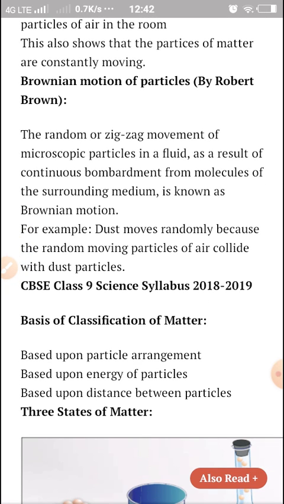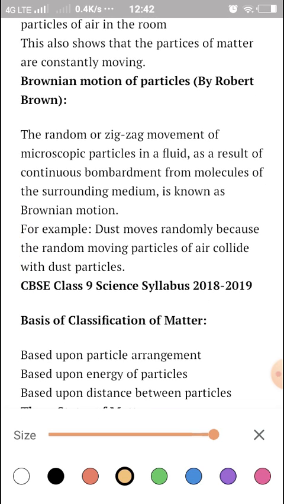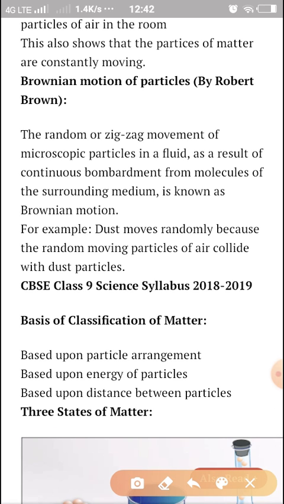Now we have Brownian motion of particles, by Robert Brown. The random or zigzag movement of microscopic particles in a fluid, as a result of continuous bombardment from molecules of the surrounding medium, is known as Brownian motion. Take a look at the example, then I'll make you understand the statement. I know it's quite difficult.